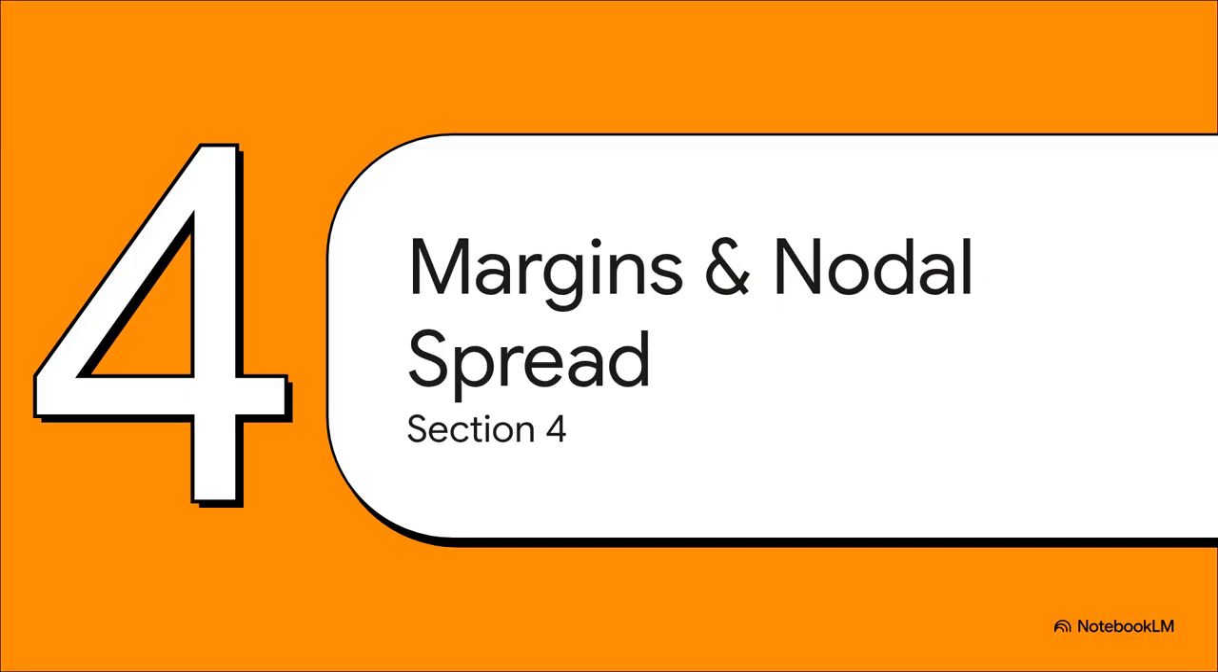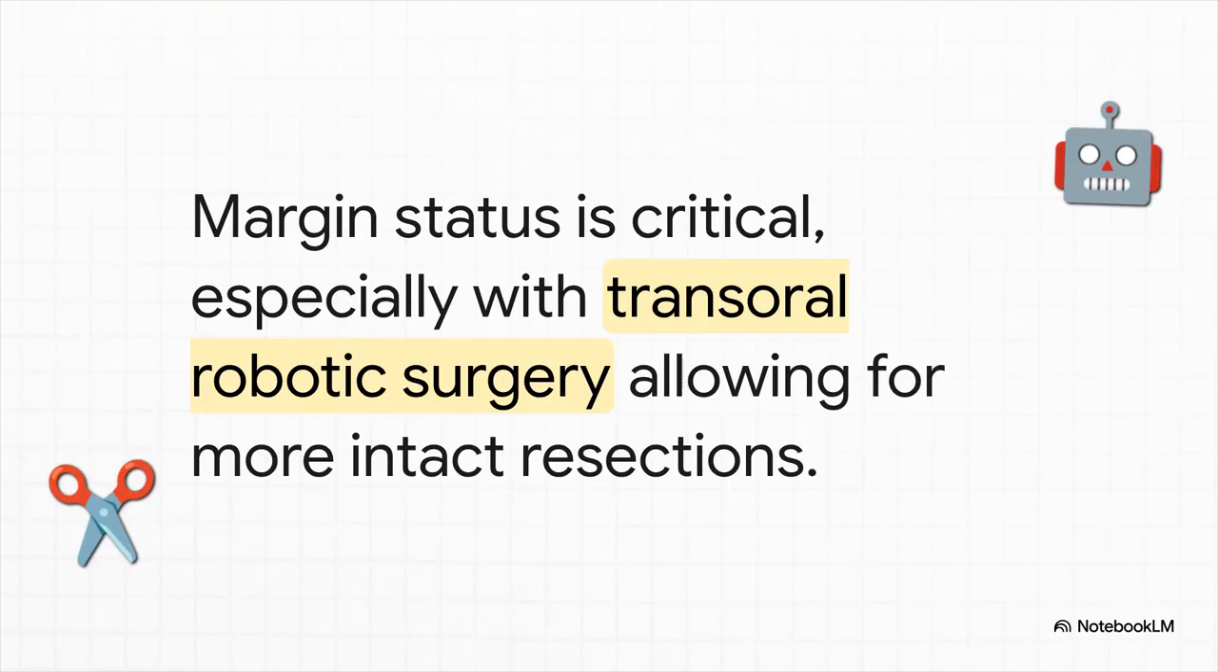All right, so we've got a solid profile of the tumor itself. Now we're going to zoom out a bit. We need to look at the tumor's edges, the surgical margins, and then figure out if it's started to spread to the nearby lymph nodes. You know, with modern techniques like transoral robotic surgery, surgeons are giving us these beautiful, intact specimens, and that makes our job of assessing margins more important than ever.